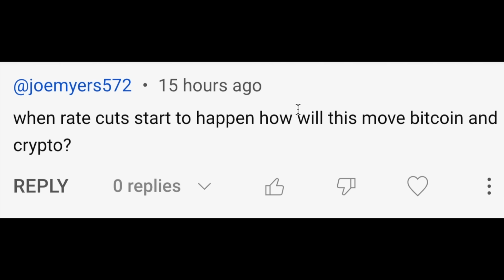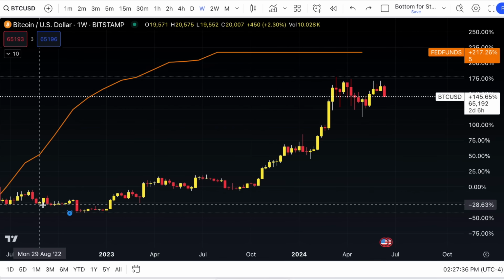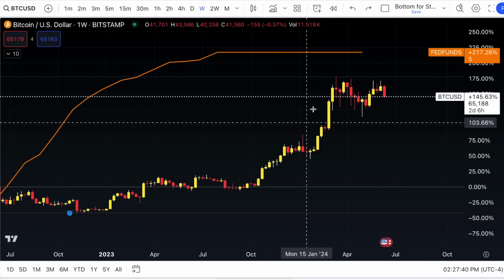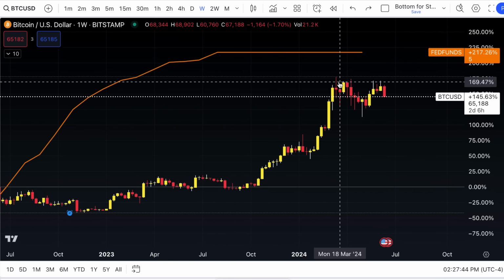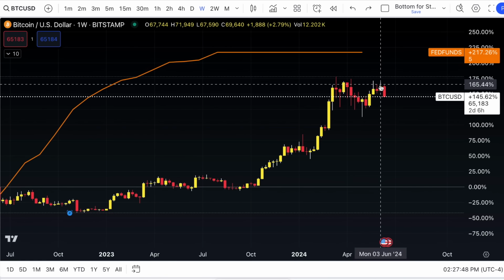Now, next one says from Joe here, when rate cuts start to happen, how will this move Bitcoin and crypto? It's a really good question, Joe, and I'm going to show you something. I assume you agree with this, that Bitcoin is ever evolving. The crypto market is ever evolving, especially now that BlackRock and the big boys are involved. But when we pull up the Fed funds rate, it's not the first rate hiking cycle, it's the second one Bitcoin's been through. This is the first one it's really been through where it's mainstream, right?